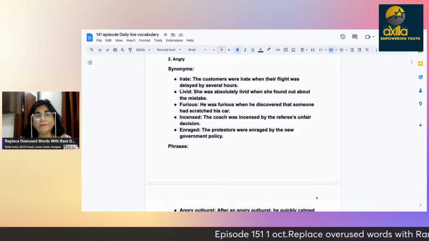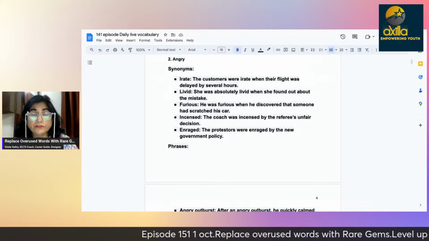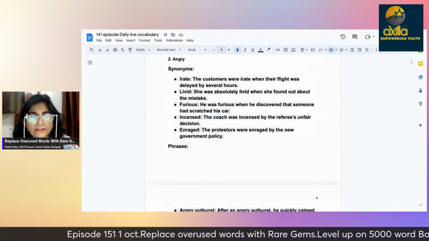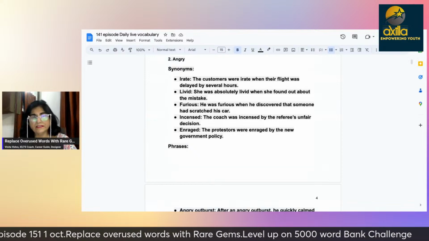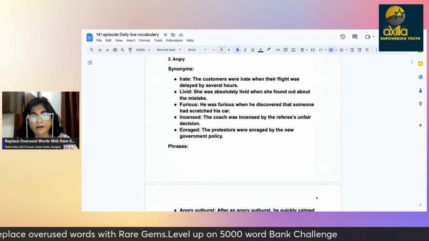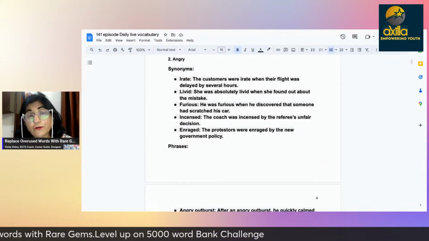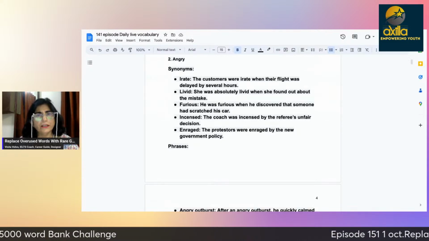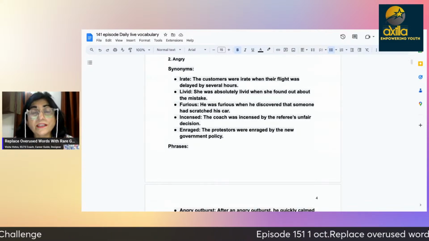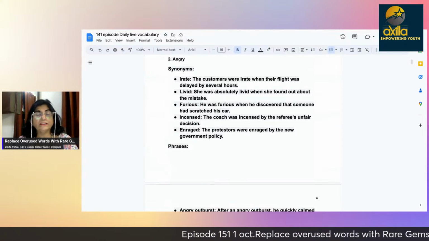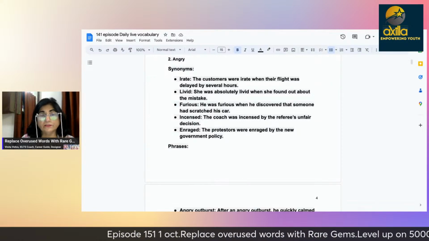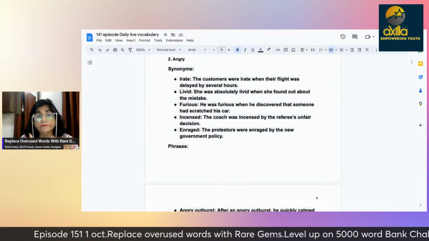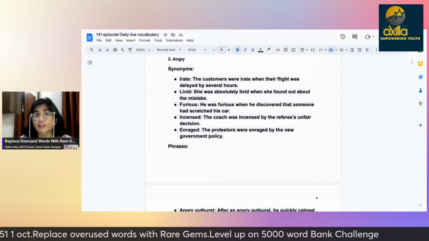Livid. She was absolutely livid when she found out about the mistake. Furious. He was furious when he discovered that someone had scratched his car. Incensed. The coach was incensed by the referee's unfair decision. Enraged. The protesters were enraged by the new government policy. So irate, livid, furious, incensed, enraged.